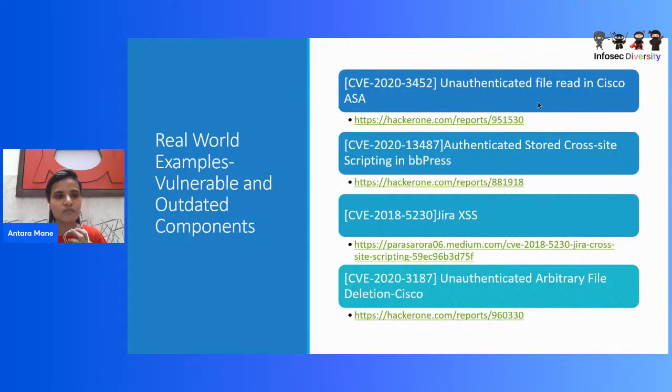Real world examples for vulnerable and outdated components are unauthenticated file read in Cisco ASA, unauthenticated stored cross-site scripting in bbPress, Jira access, unauthenticated arbitrary file deletion in Cisco.